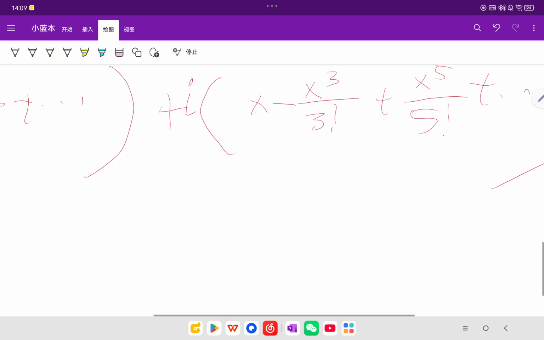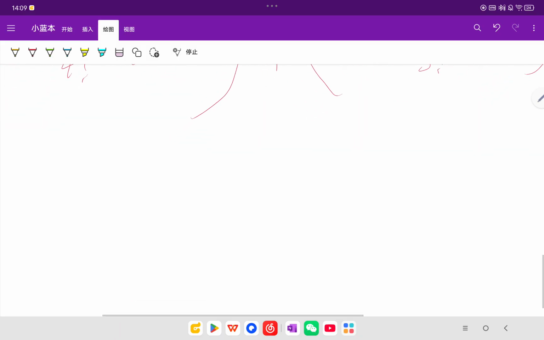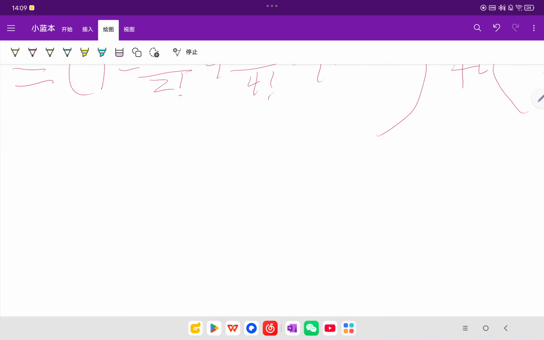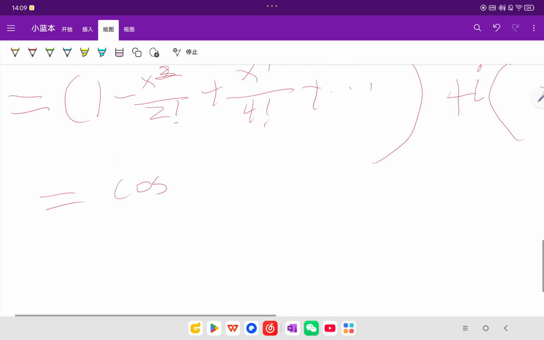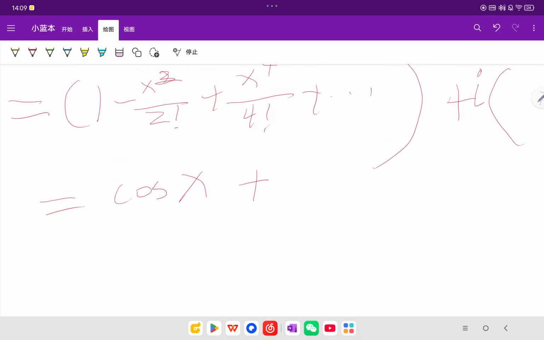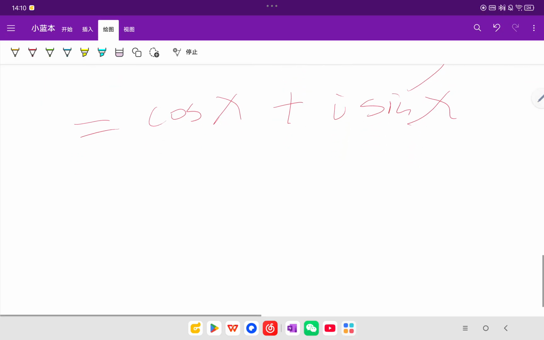So we basically have cos x and i sine x. By our Maclaurin series, the left side is cos x, and the right side is i sine x. So basically we just proved Euler's theorem.